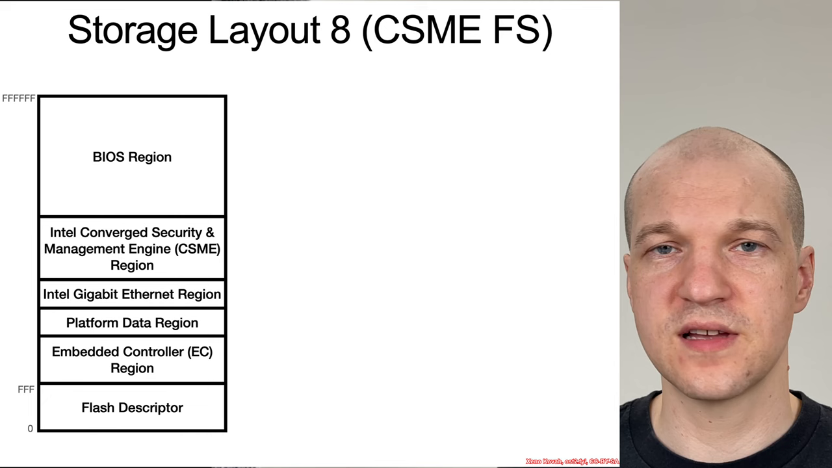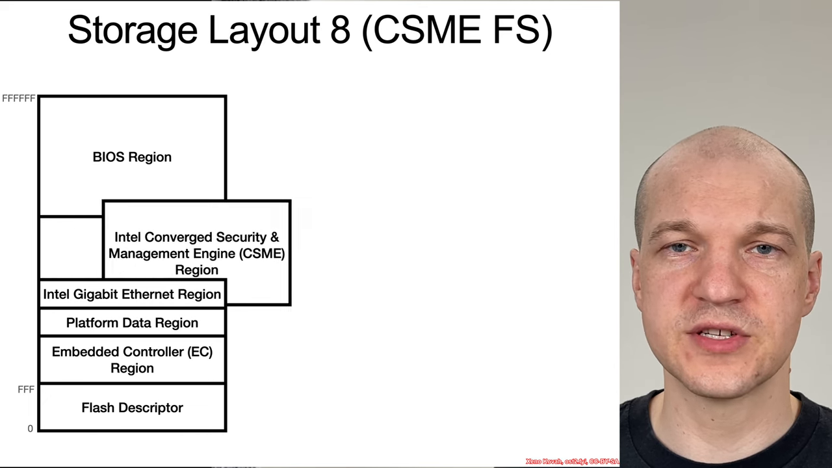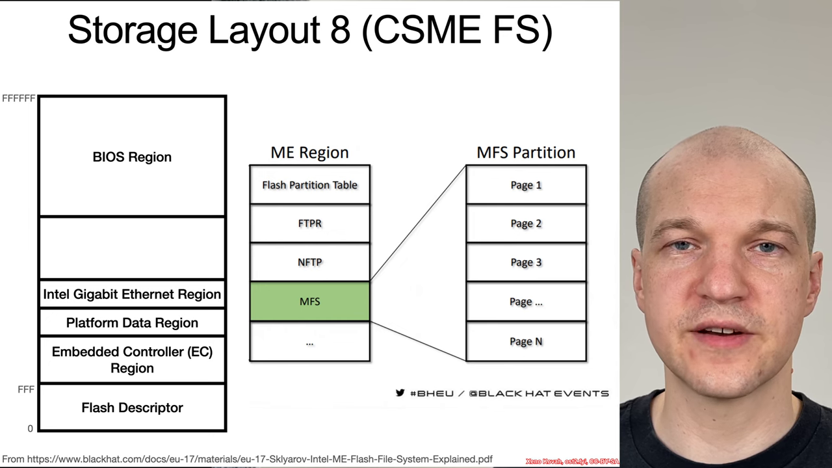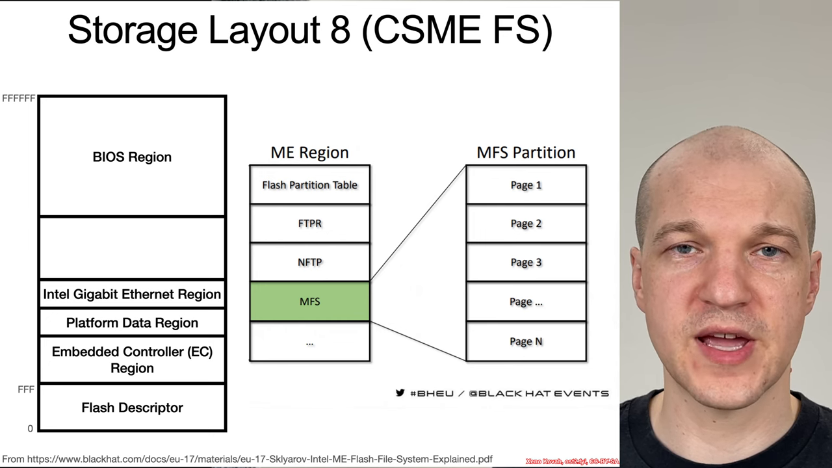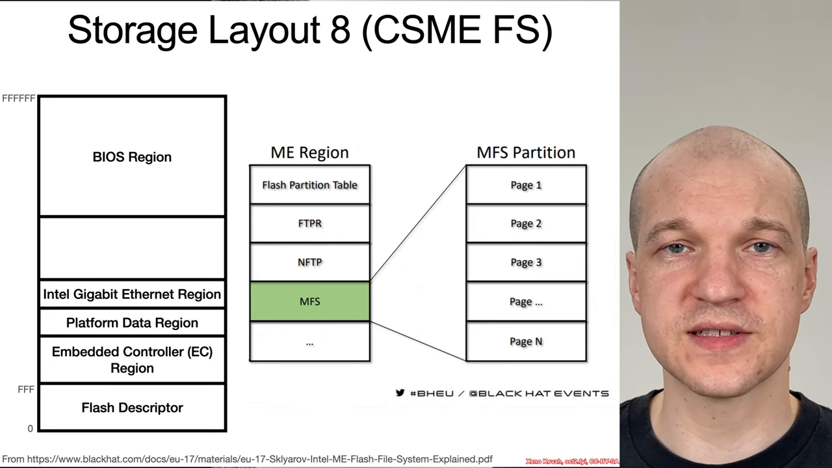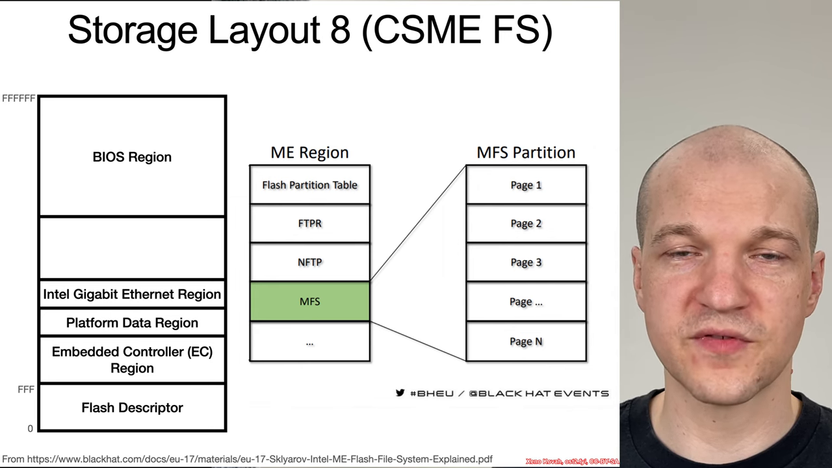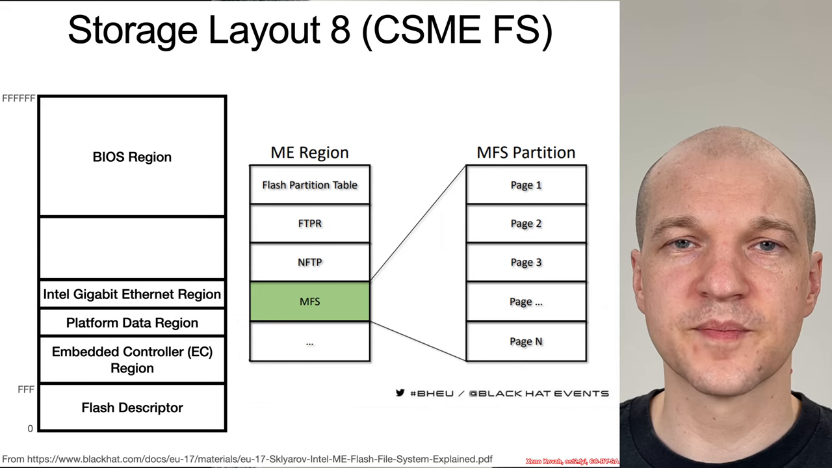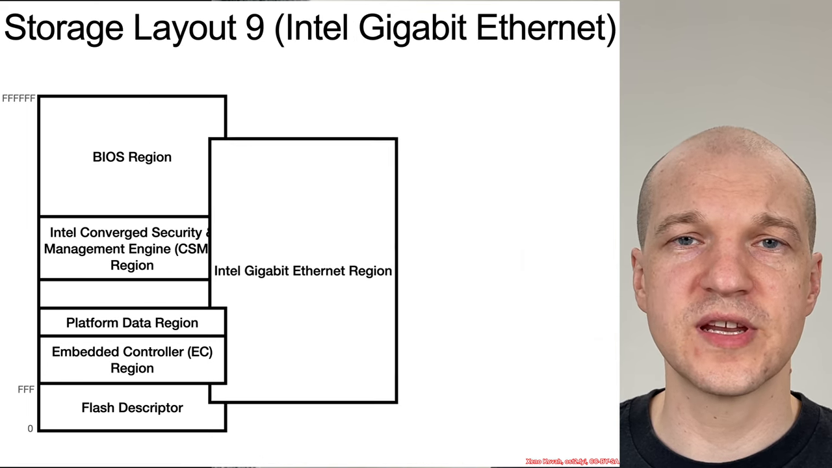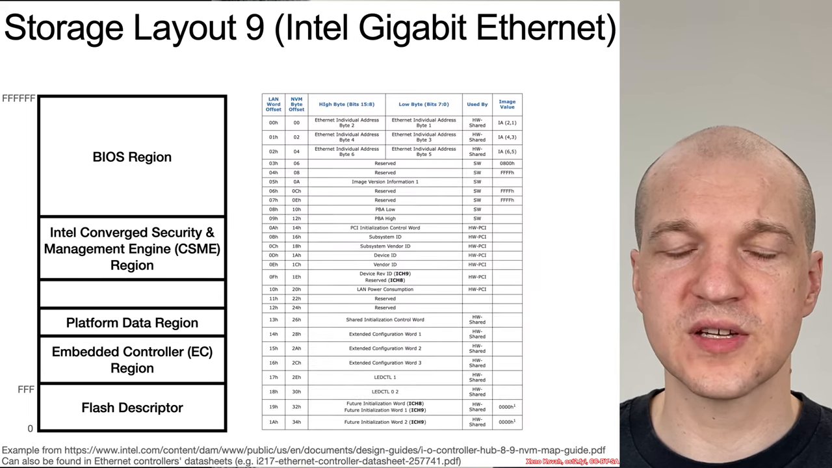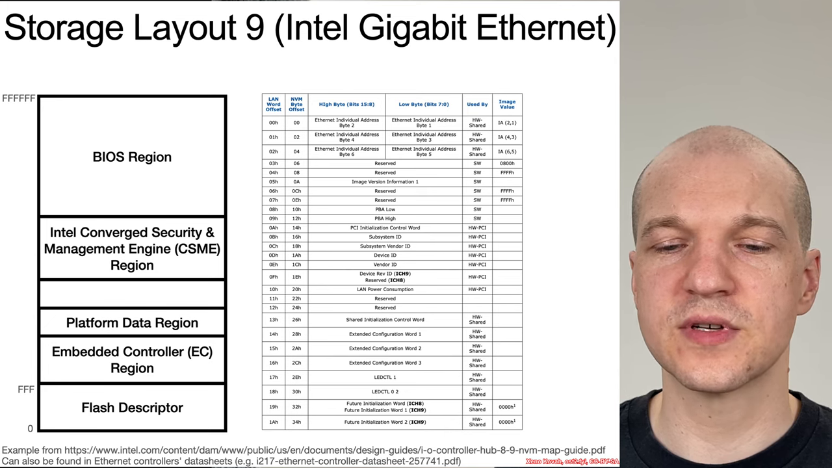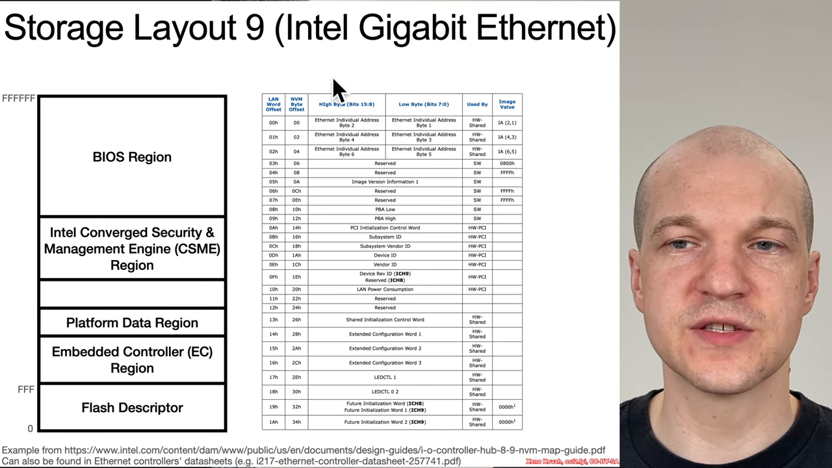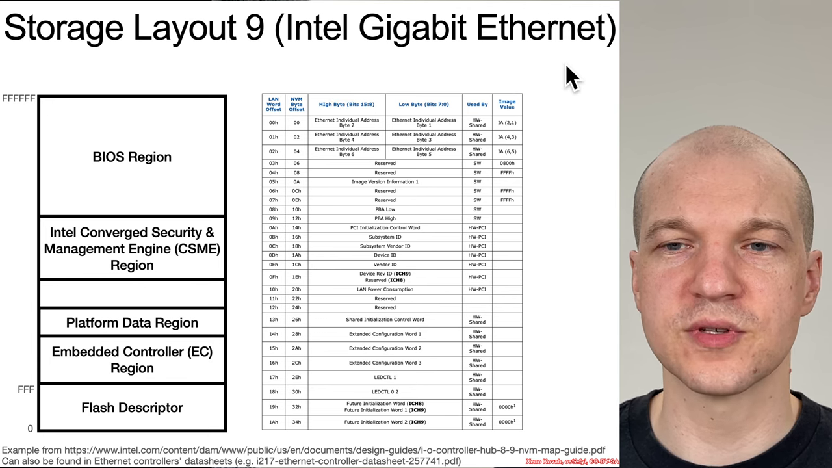Then we might ask ourselves what's inside the CSME region, and the Positive Technologies folks did a talk just on reverse engineering the data structure format of the management engine file system, because they have their own firmware file system unto themselves, a proprietary and undocumented thing. And then also there's the Intel Gigabit Ethernet region. And you can find some documentation of what exactly is stored here at the cited documentation below, and also at the data sheets for Intel Gigabit Ethernet controllers.